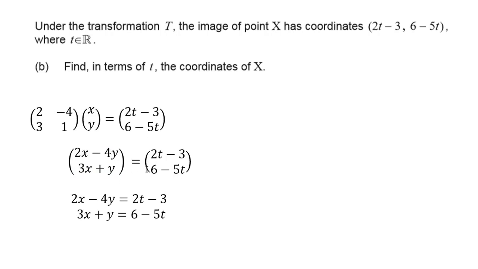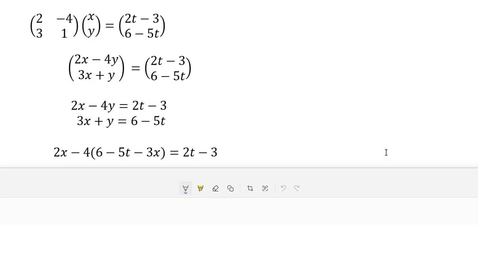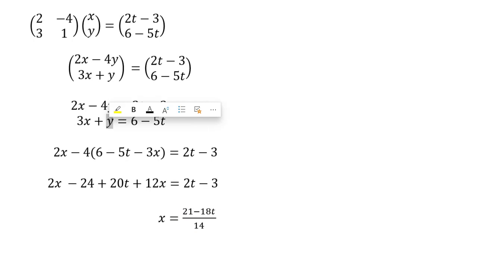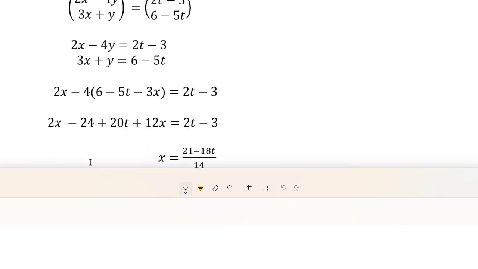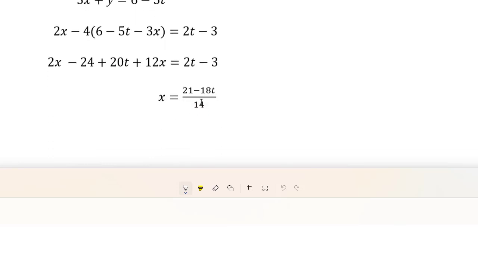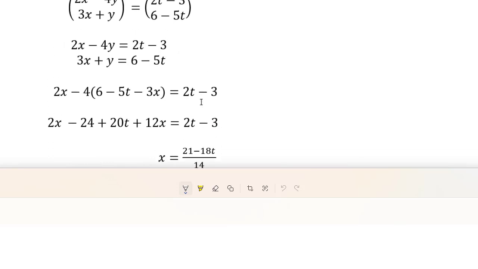So I've extracted them from the matrix. This is simultaneous equations. I think the easiest way is probably to say that y is equal to 6 minus 5t, take away 3x, and then substitute that in. So I've substituted this y into the top equation. It's a bit of a mess, so I multiply it out and then collect the x's together and find it. There's x, and we'd have to find y. So it's a very difficult question.